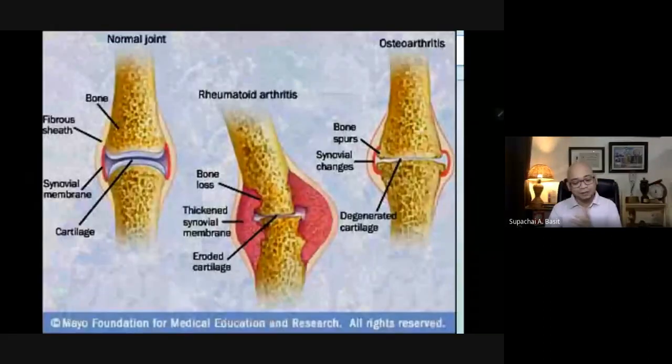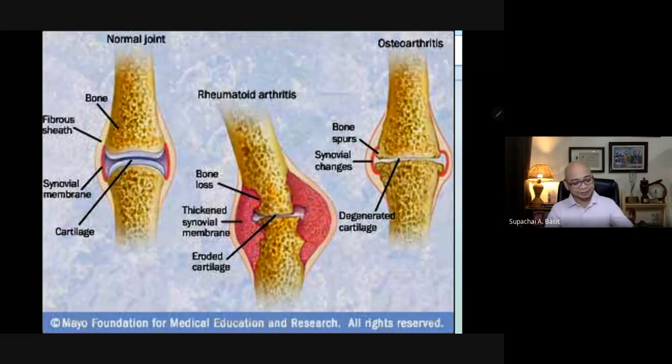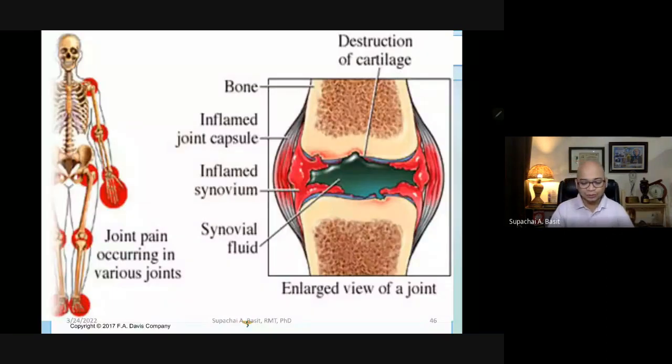And some of the patients would even develop osteoporosis. Okay? So again, there is a destruction of cartilage. That's why it's very painful. So joint pain occurs at various joints.